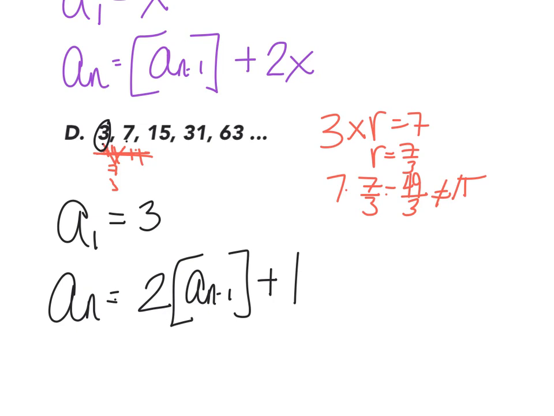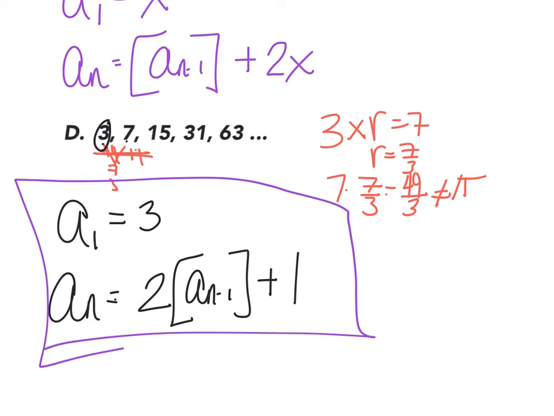That would get me 7. Let's see if it works. 7 times 2 is 14, and if I add 1, I get 15. 15 times 2 is 30, and if I add 1, I get 31. 31 times 2 is 62, and if I add 1, I get 63, so by golly, we have got it.